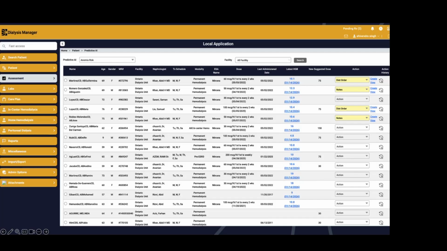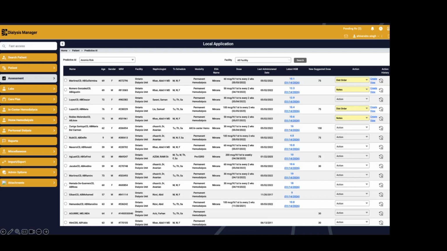What we decided to do for this was to go with individual anemia treatment. So we started with Mircera, which is the most commonly used treatment across patients who are part of the Dialysis Manager cohort, and then we're going to Epogen or erythropoietin next. So I want to show you an example of Mircera.